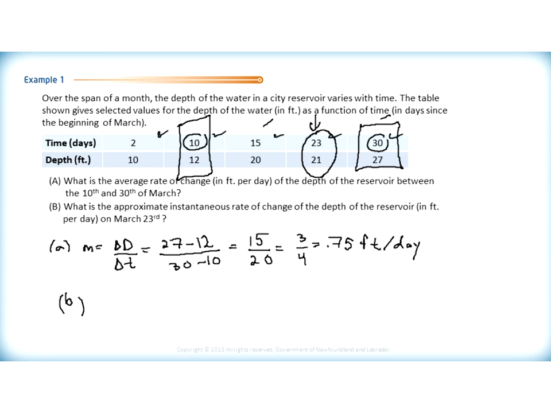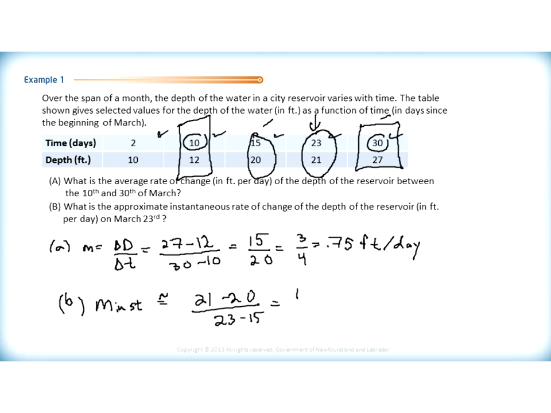Typically what we do is we pick the point in question and one other. So let's take this one as our other possibility here. In this case, we're going to say that our instantaneous slope, I'm just going to write INST as an abbreviation, is going to be about equal to 21 feet minus 20 feet divided by 23 minus 15.